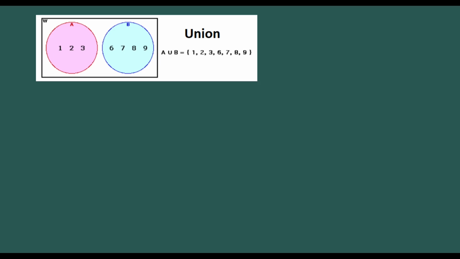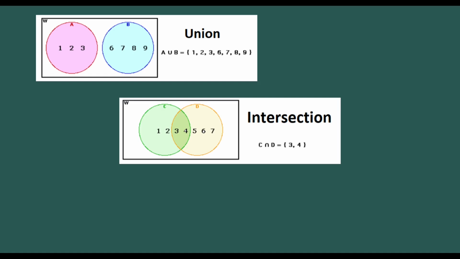Next is intersection. Here we have two sets, C and D. C contains 1, 2, 3, 4 and D contains 3, 4, 5, 6, 7. Intersection means the values which are common to both the sets. Here 3 and 4 are the values which are present in both set C and set D. Therefore, the output of the intersection of both the sets will be 3 and 4.